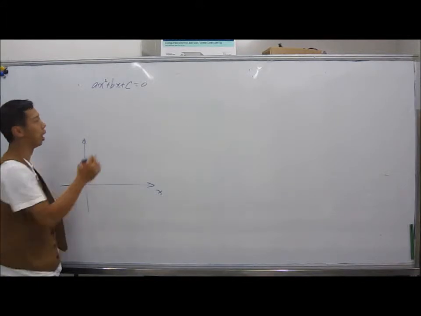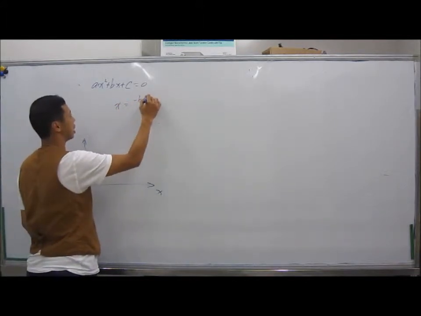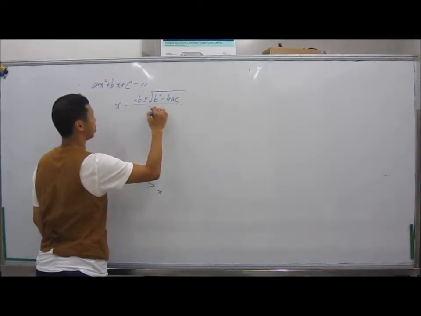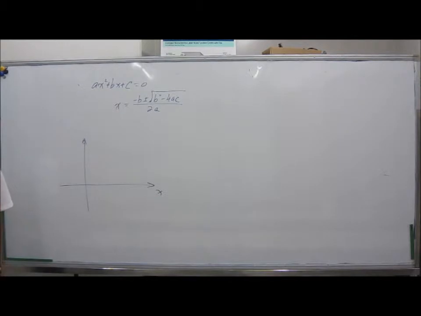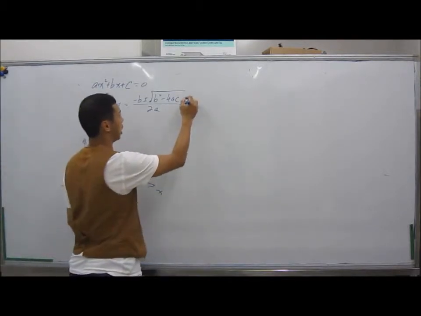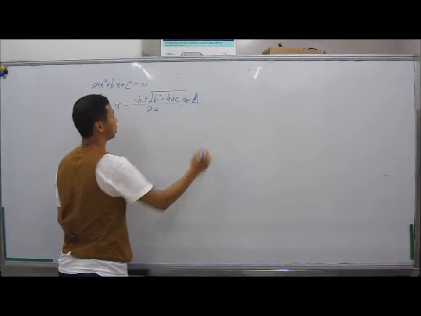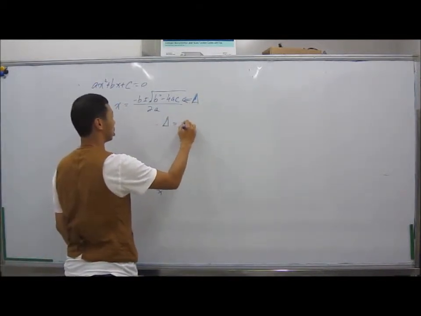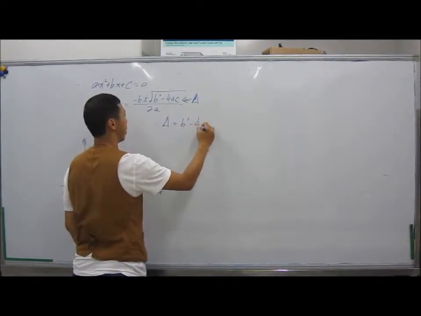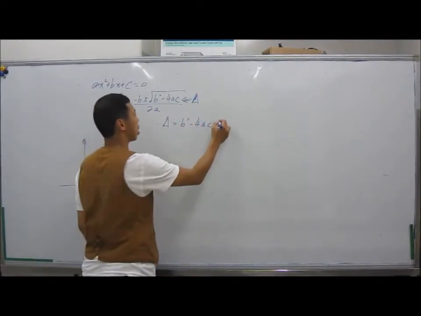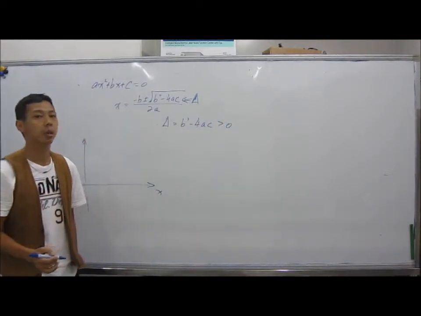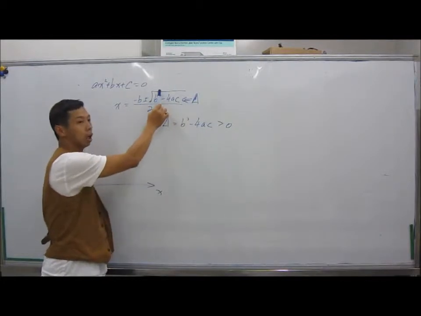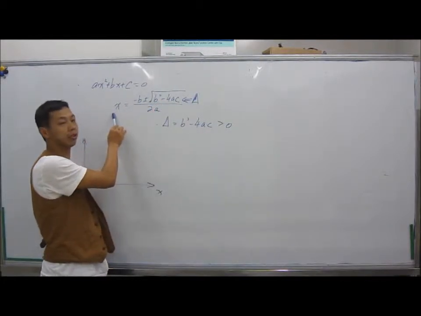And for our formula, x equals negative b plus or minus the radical of b squared minus 4ac, divided by 2a. Here, we will say that b squared minus 4ac is our discriminant, delta. What does delta mean? If b squared minus 4ac is greater than 0, then we have negative b plus and minus a number. That means we have two solutions for x.